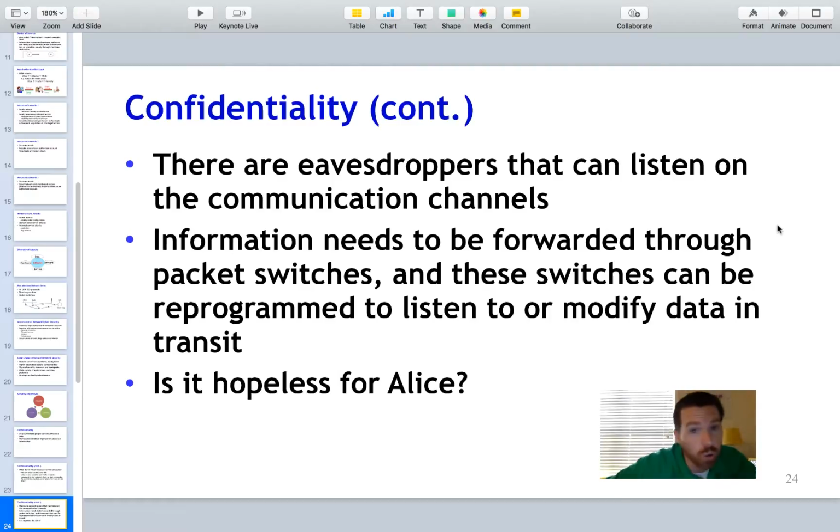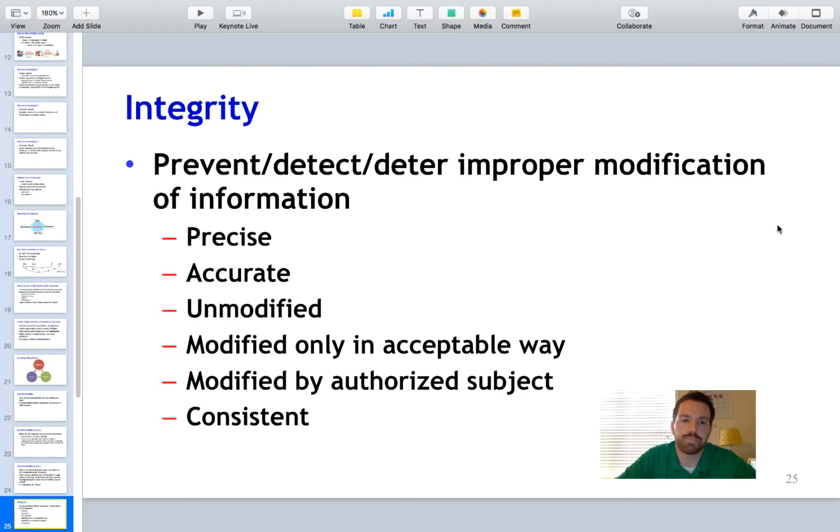Oh, by the way, the bonus word of the week: UDP. UDP. All right, is it hopeless for Alice? No, of course not. There are ways to keep information confidential.